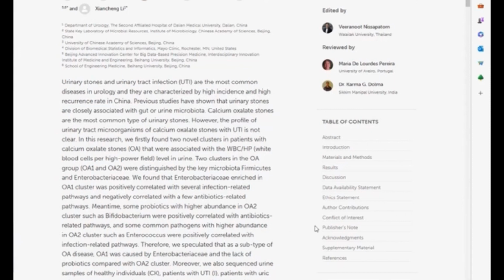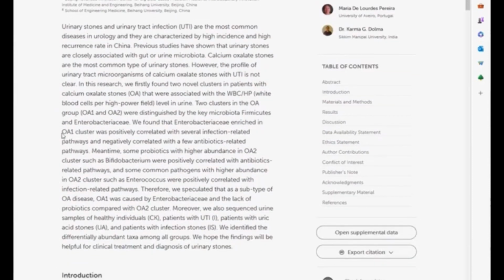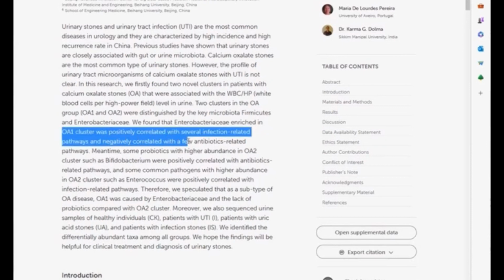So this study tried to get into what the difference was between two clusters of patients. They had two different groups, and they were looking at basically the phyla of their microbiota. They distinguished the two groups based on the phyla, and so we had the Firmicutes and the Enterobacteriaceae. They found that the Enterobacteriaceae enriched in the first group was positively correlated with several infection-related pathways and negatively correlated with a few antibiotic-related pathways.